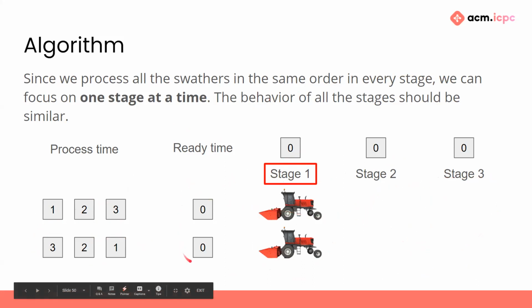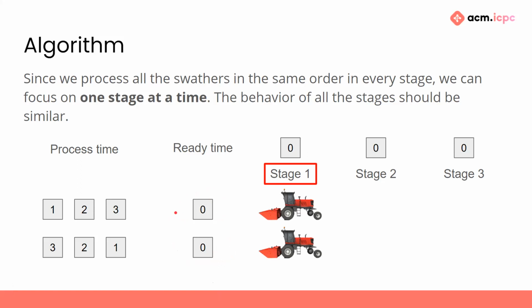And then let's take a look at the ready time. Right here, we have 2 integer slots, right? I'll use them to represent the ready time of each swather. So for example, if this swather is being processed in stage 1, and it starts getting processed at time 0, and if it takes 1 minute to process this swather, then the ready time of this swather would be 1, and that's the time at which this swather is ready for the next stage.